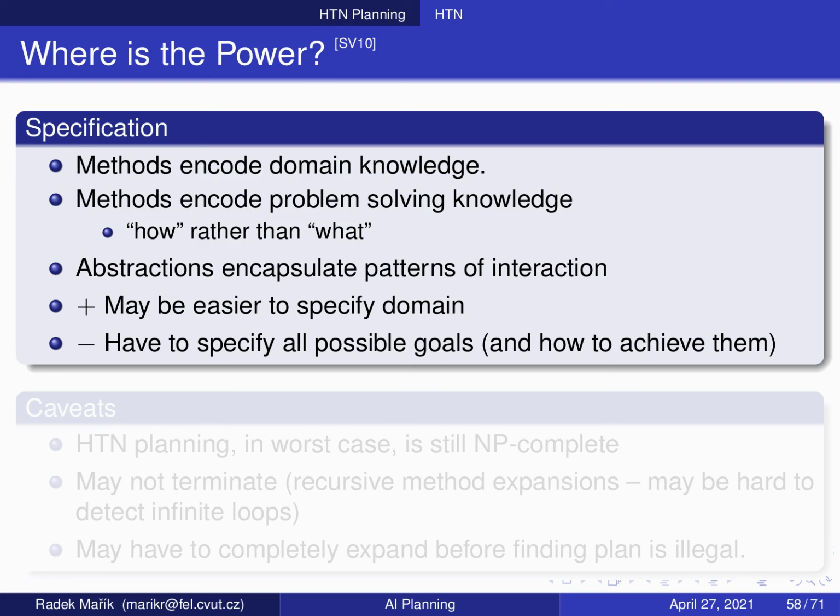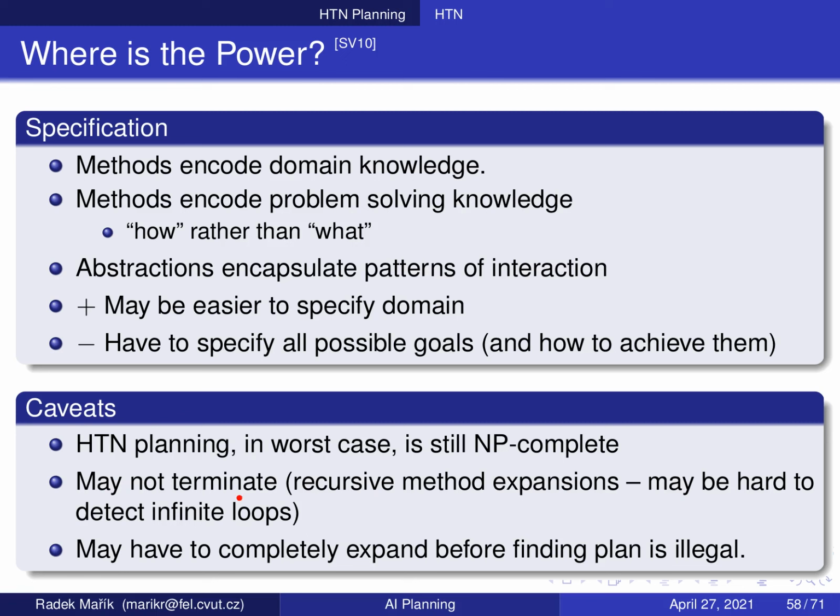Where is the power of this method? It encodes the domain knowledge. Instead of what must be achieved, you say how it can be achieved. So it is a very general approach. For example, if you bake a pizza, you don't need to know exactly why you do those steps. You only remember that at a specific time you perform such and such actions during the baking. Here it is the same way. You just say how, not why you do that and what to do. It can be much easier to specify the domains. However, the issue is that you need to specify all possible goals, because the goals are specified by the abstract task. You need to specify all possible abstract tasks.